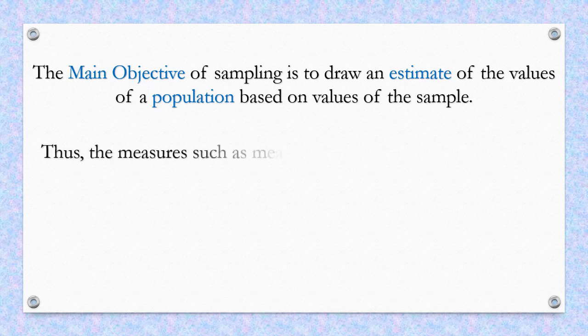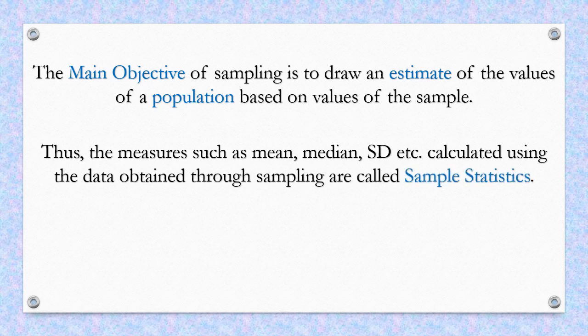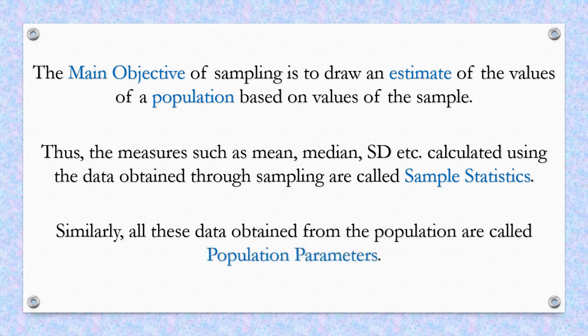Thus, the measures such as mean, median, standard deviation, mode, etc., that are calculated using the data obtained through sampling are called sample statistics. So, if I am taking a sample and I am calculating these measures for it, I call it sample statistics, or we can just call it statistics. Statistics means measures obtained using the sample data, and similarly, all these measures, mean, median, SD, etc., obtained from the population are called population parameters. Sample statistics and population parameters.